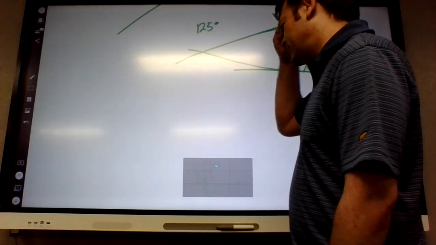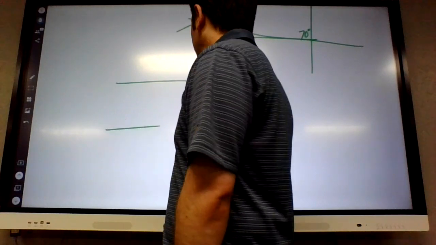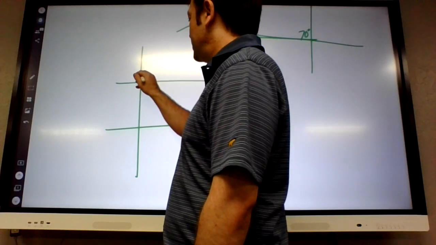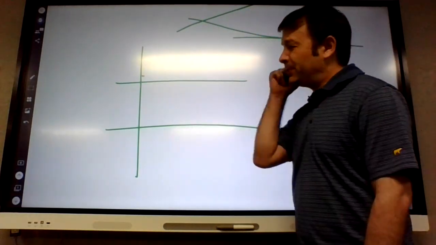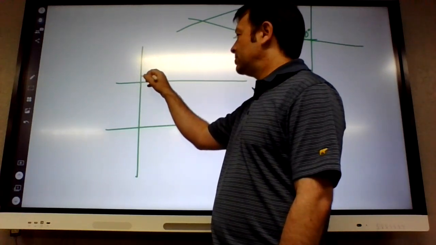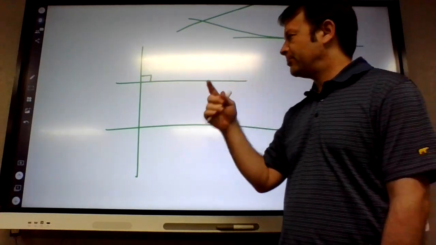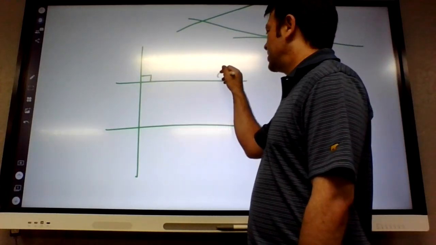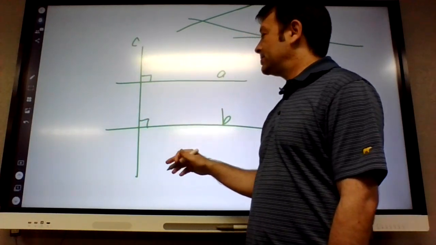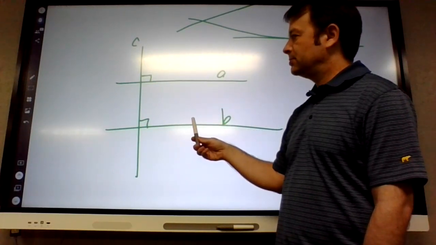One thing that is new today that we're going to add on is another way to prove lines are parallel: if they are perpendicular to the same line. What does perpendicular mean? Two lines that intersect at a 90-degree angle, at a right angle, are called perpendicular. So you could say line A is perpendicular to line C. And if line B is perpendicular to line C, then these two lines would have to be parallel.